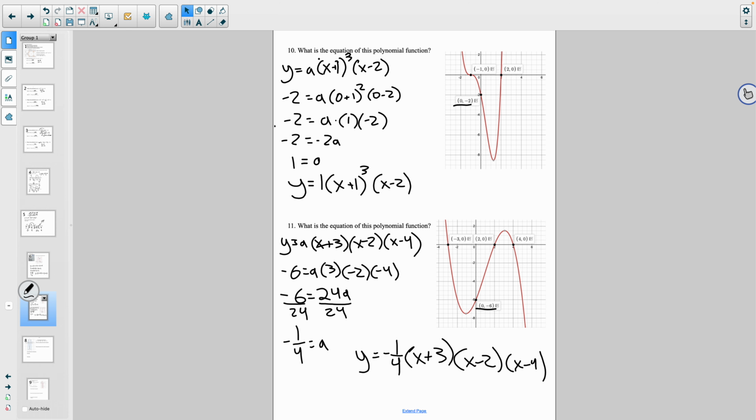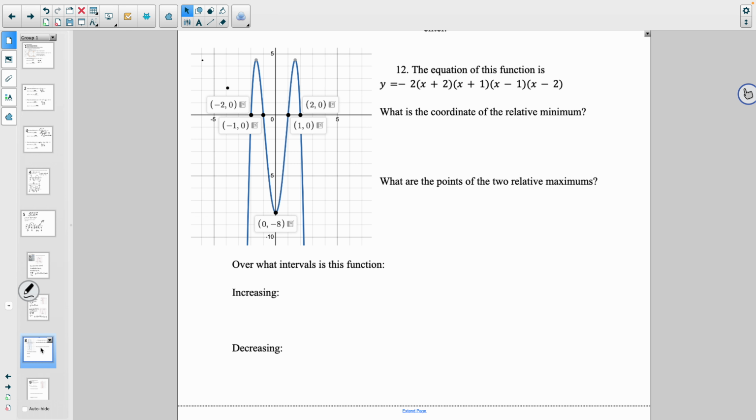Okay, cool. So one more of these. Let's look at this. We have something like this one. We have our equation to start out with. Here we want to find our relative minimums and maximums. Remember, the relative maximums are where my function changes from increasing to decreasing, the tops of the hills. So here I see two relative maximums, one right here and one right here.